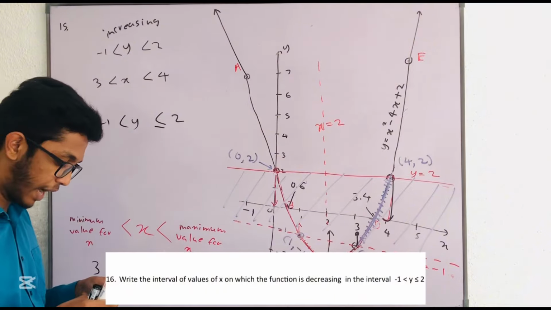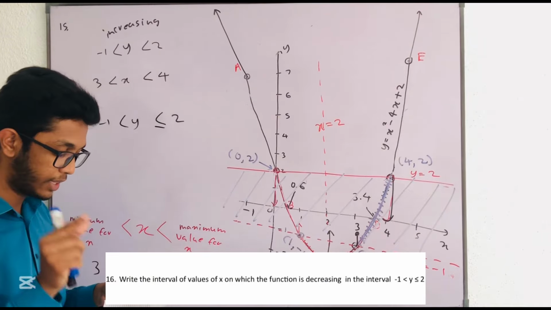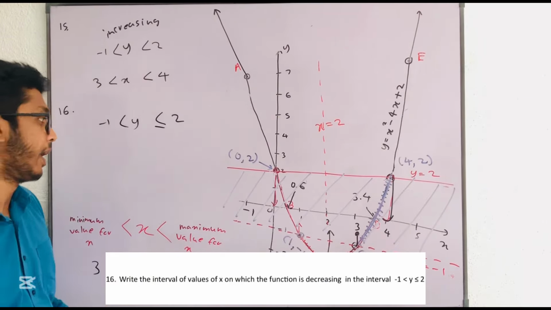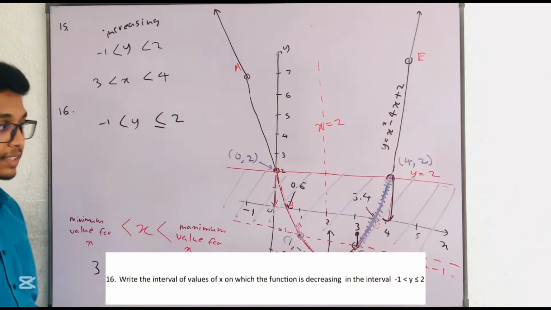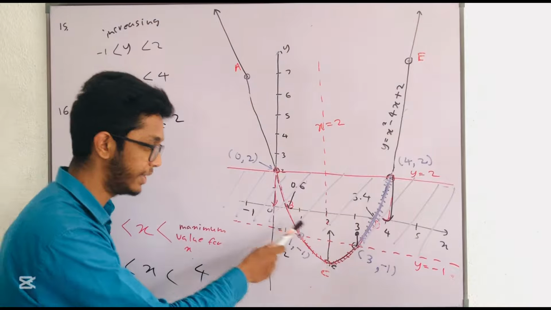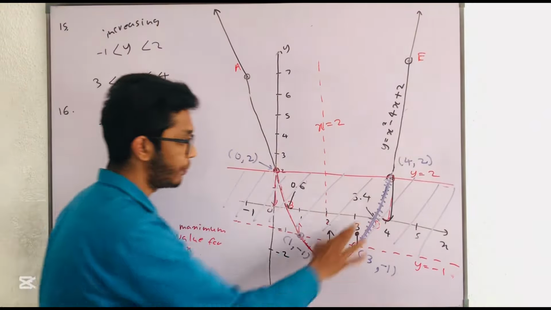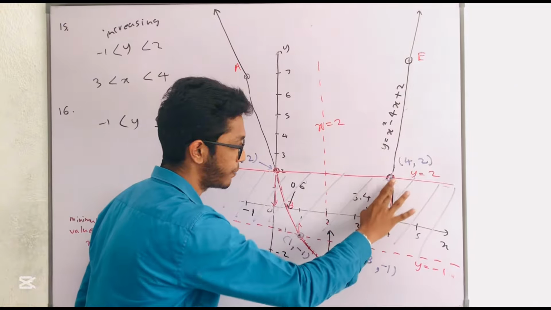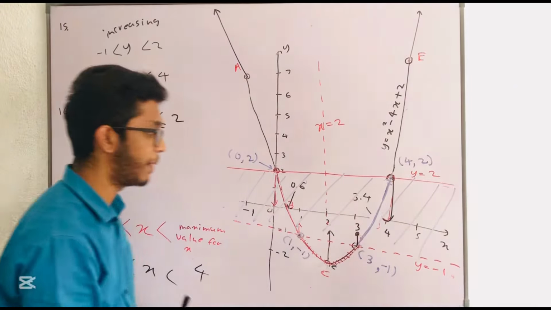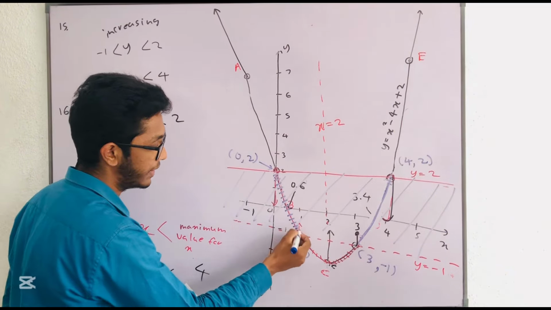Then they have asked the question, write the interval of values of x on which the function is decreasing. Now in the 16th question, they ask us to consider the decreasing part. So decreasing part means this one; this is the increasing part, this is the decreasing part. Now in this decreasing part, we have to get the x value range.